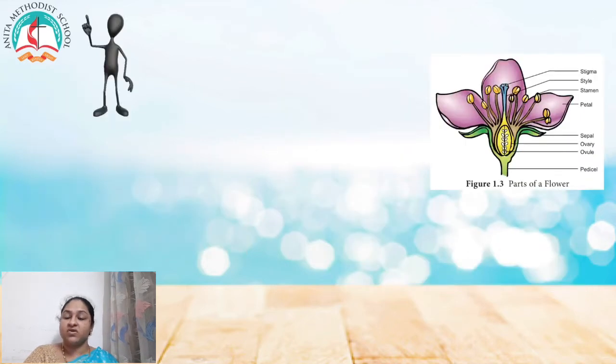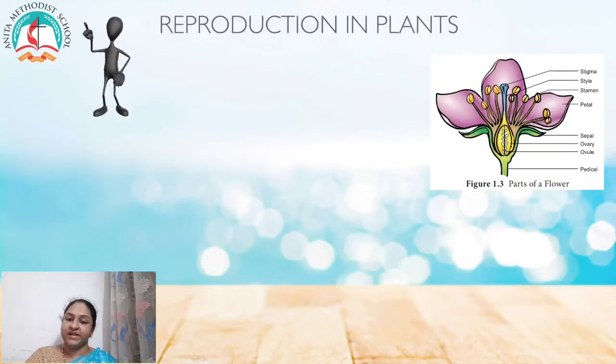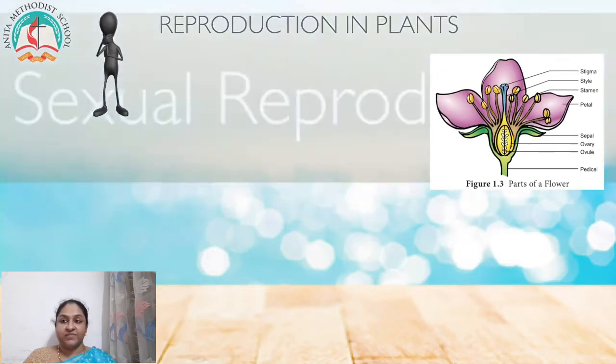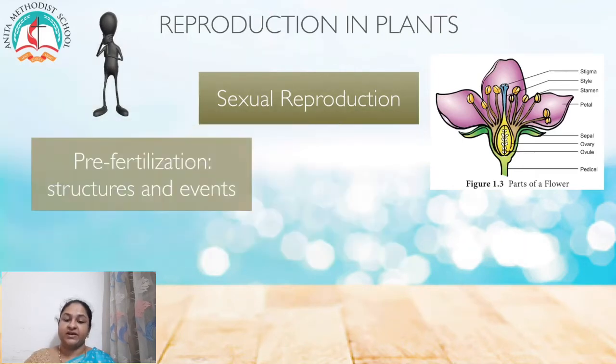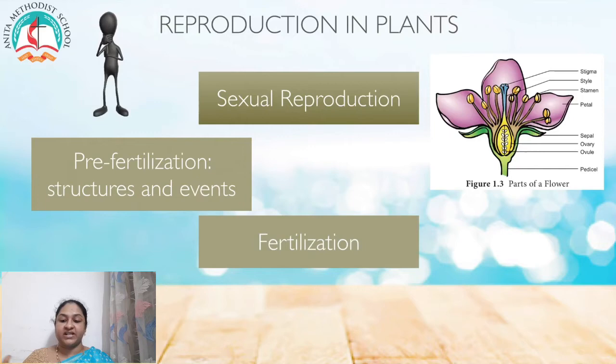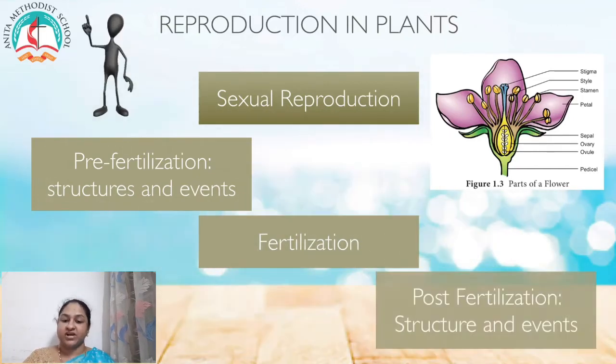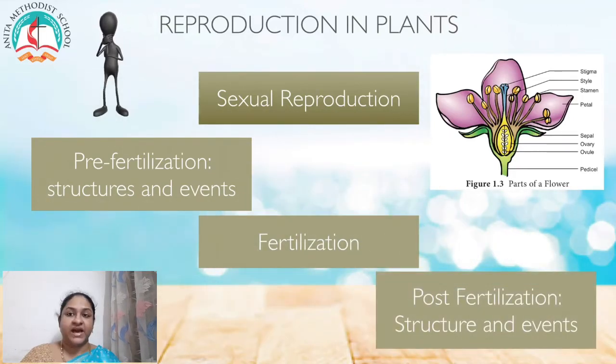We now move on to sexual reproduction in plants. Here, if you see, sexual reproduction involves the production and fusion of male and female gametes. The former is called gametogenesis and the latter process is fertilization. So under sexual reproduction, we will first start with pre-fertilization structure and events, then fertilization, and then post-fertilization structure and events. Gametic fusion is of three types: isogamy, anisogamy and oogamy.